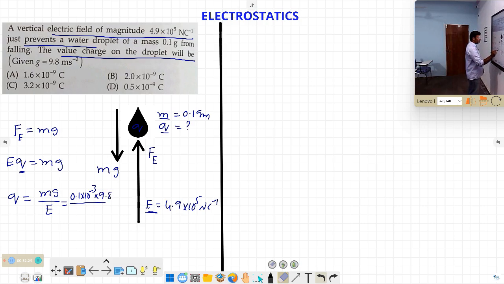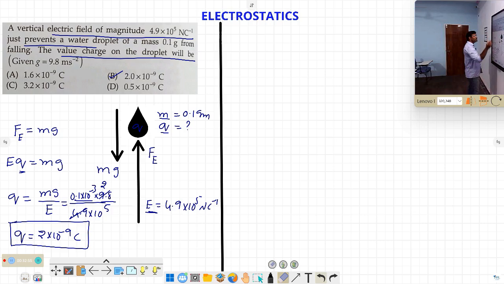So 9.8 divided by the given electric field 4.9 into 10 power 5. How many times does 4.9 go into 9.8? That is 2 times, it will cancel. So 10 power minus 4 and minus 5 gives 10 power minus 9, so Q is equal to 2 into 10 power minus 9 coulombs, which is the answer to your question. So which option is correct? The second option is correct: 2 into 10 power minus 9 coulombs is the charge on that water droplet. Due to weight it falls down, and the electric field applies a force to balance it so it does not fall.